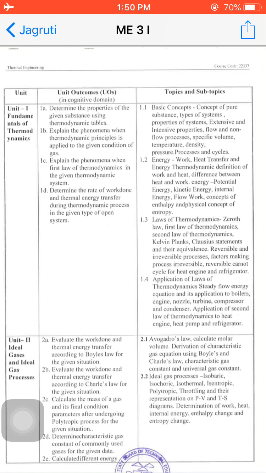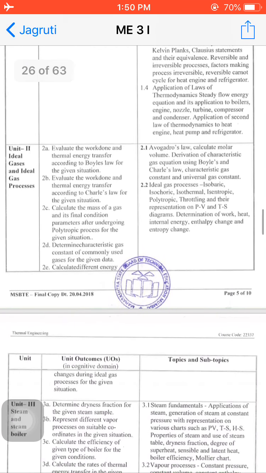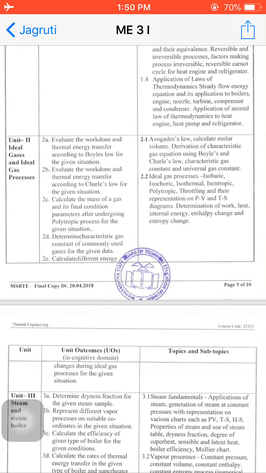And finally, lastly, in unit number 1, fundamentals of thermodynamics, we have to practice some numericals which are based on the second law of thermodynamics. Okay. Now, the second unit, which is ideal gas and ideal gas processes.